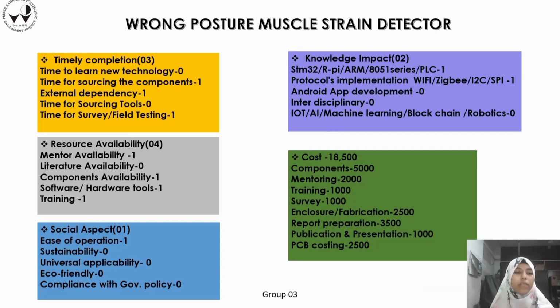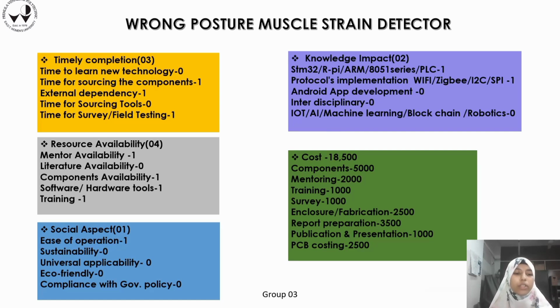Literature availability, we don't have any literature or any sort of information related to this project, so we have given it 0. Components availability, the components required in this project are available in the market and can be locally purchased or purchased online, so we have given it 1. Software and hardware tools, there is a little bit of software and hardware tool requirement, so we have given it 1. And training, in this project there's a requirement of training, so we have given it 1.